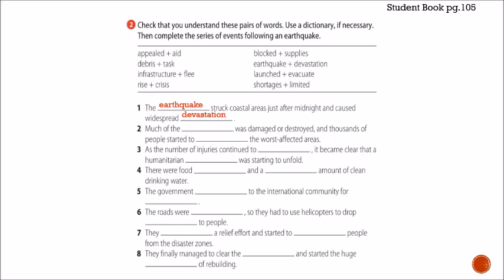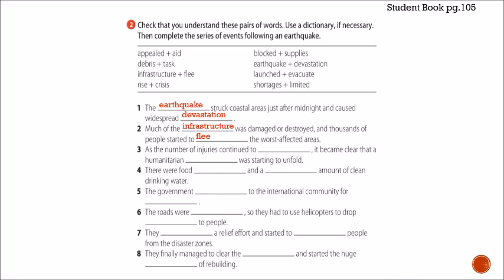Okay, now we're back. Remember you were supposed to pause the video. If you didn't, pause the video and then come back to it to check the answers. Number 2 says, much of the blank was damaged or destroyed, and thousands of people started to blank the worst affected areas. So what can be damaged or destroyed? The appeal, the debris, infrastructure, the rise, blocked, earthquake, launched, or shortages. And here, the correct answer would be much of the infrastructure was damaged or destroyed, and thousands of people started to flee the worst affected areas, to go away from the worst affected areas.